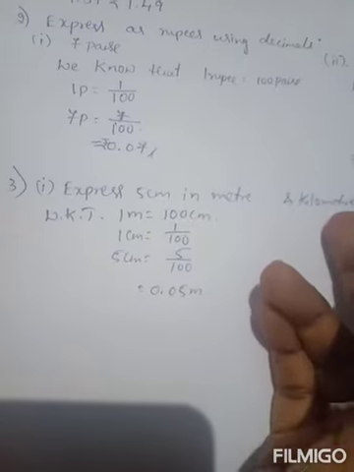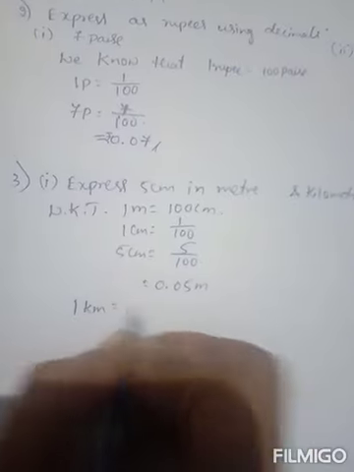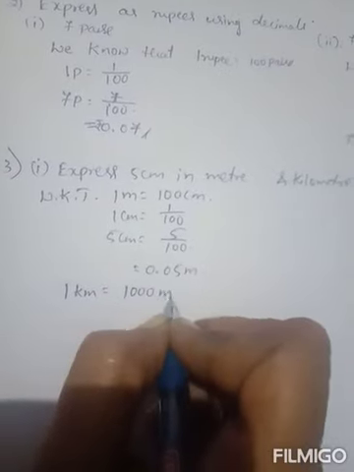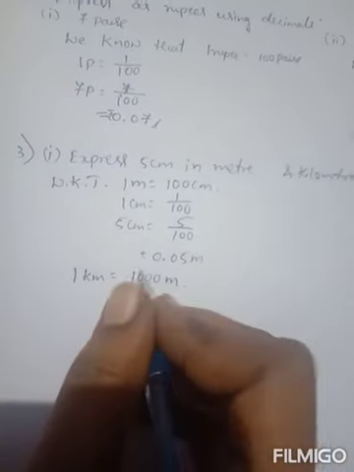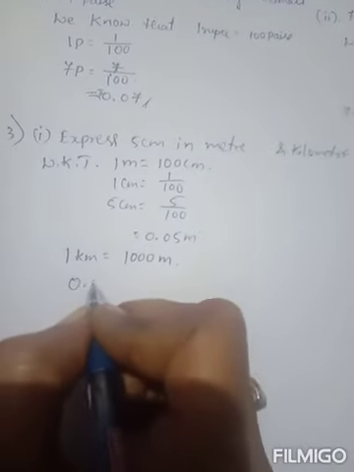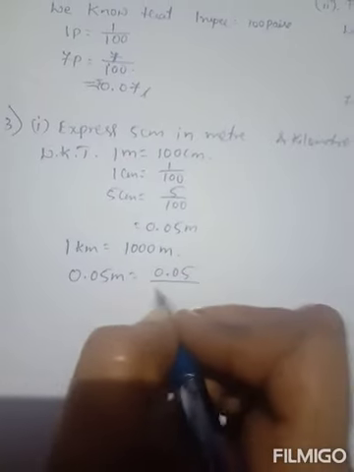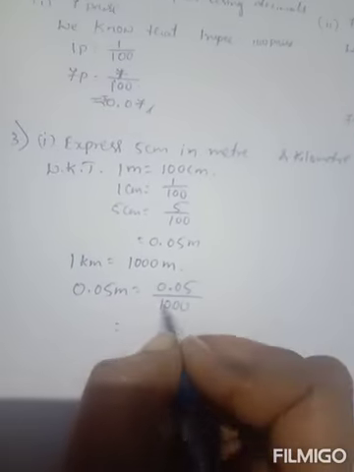Next we have to express in kilometer also. Then 1 kilometer is equal to 1000 meters, isn't it? Then I showed you 0.05 meter, this I know. Then what will you write? 0.05 divided by 1000. Then what will you write?